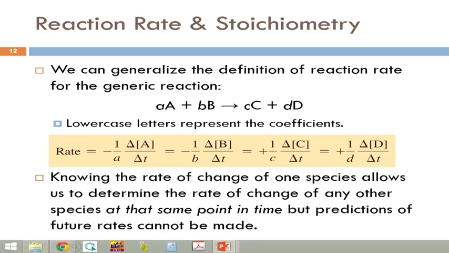So if we know the rate of change for one of the species, one of the reactants or products, we can figure out the rate of change of any other species during that same time. But only at that time. We cannot use this to predict what's going to happen in 5 minutes, because this is an instantaneous rate, and as we saw, it was changing as the concentrations changed. Any questions?